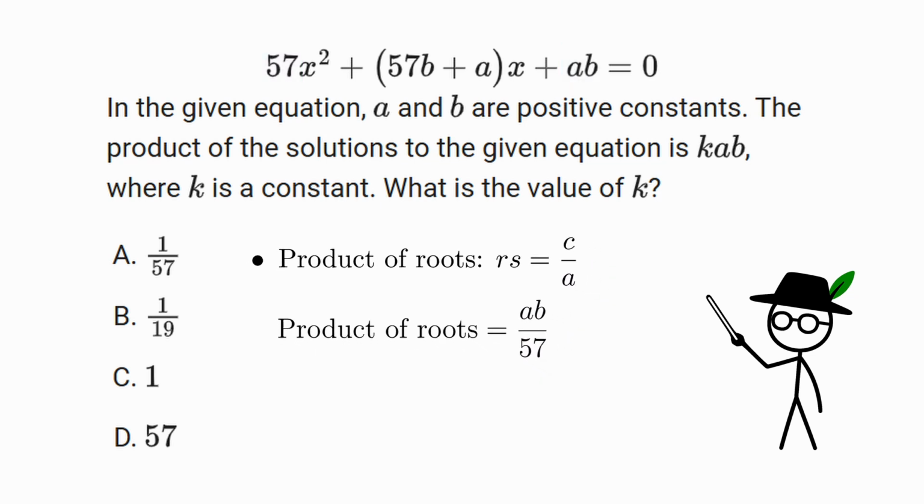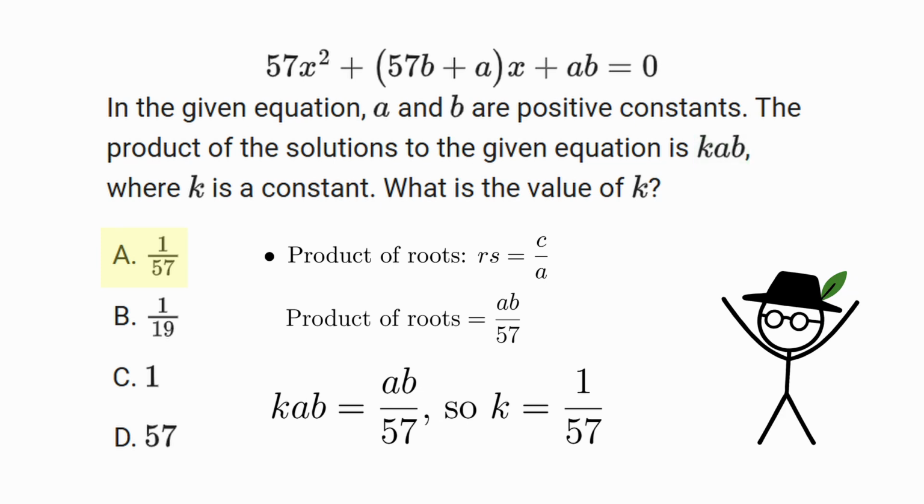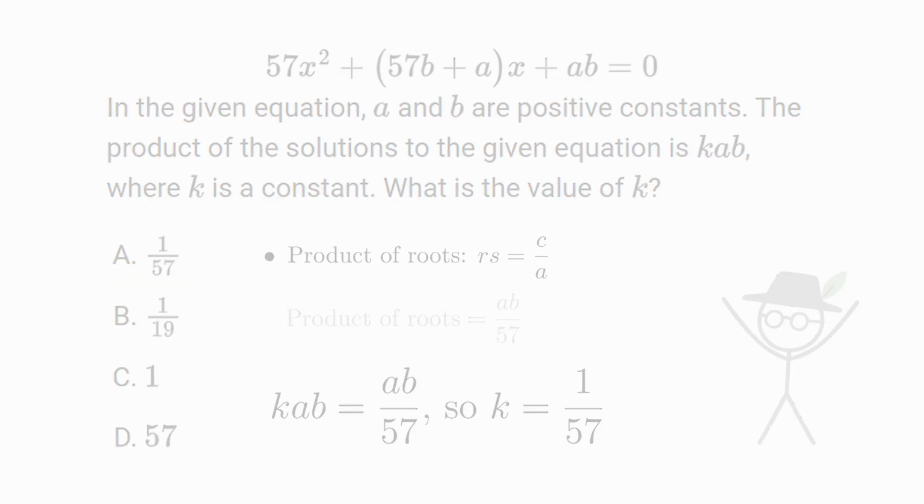Now back to our problem. We are told that kab is equal to ab over 57. So k is just 1 over 57, giving us answer choice A. Notice how simple this was. All we had to do was recognize that we could apply Vieta's formula, and we got our answer without solving for a, b, or the actual roots of the quadratic.